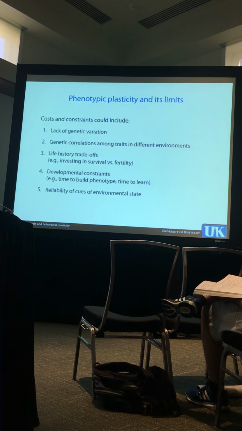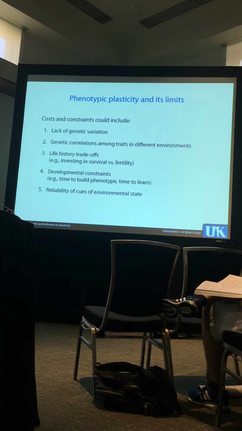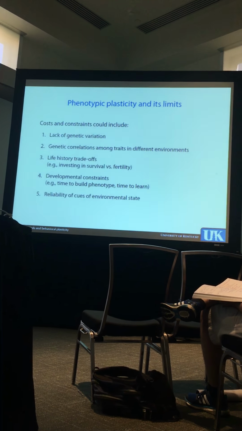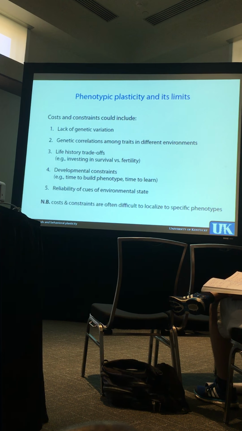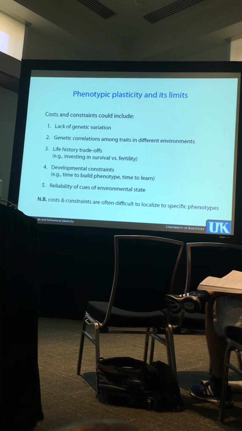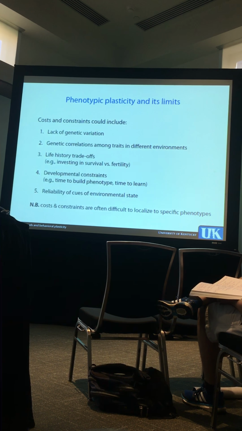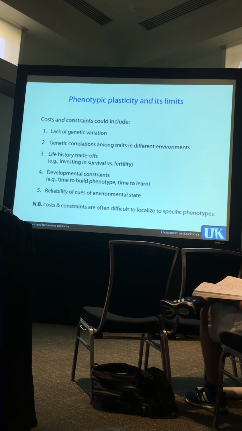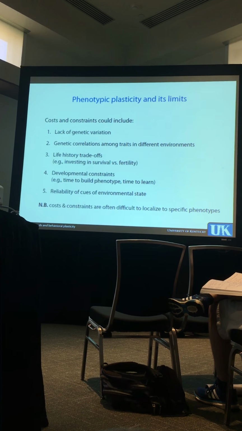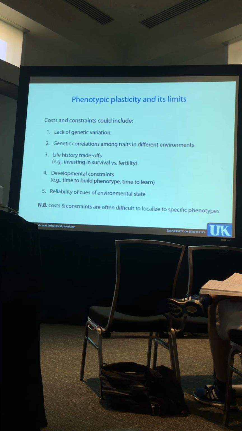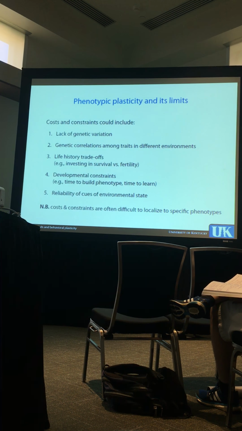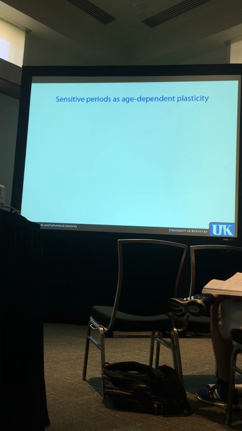Or there might in fact be an issue with the reliability of the cues that we're getting from the environment in terms of being able to sense what state the environment is in order to produce an appropriate phenotype for it. So in general, while these cost constraints are super important, it's actually been an interesting trend in the field that they've been very hard to nail down in terms of attaching particular cost constraints to particular phenotypically plastic traits. So that's part of the motivation of some of this work, is to try to make the theory a little bit more detailed, a little bit more appropriate, so that we can maybe start to attach specific costs and constraints to particular plastic traits.